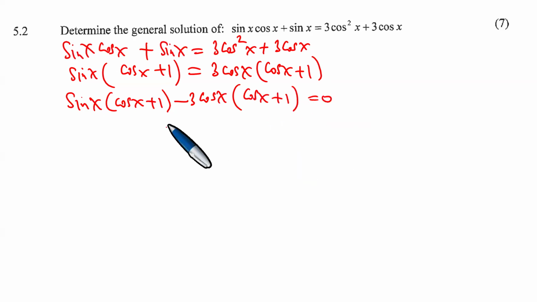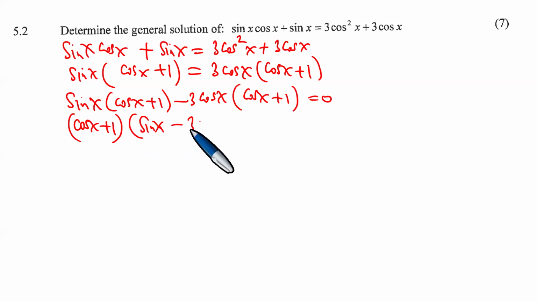Okay, we can just move this on the other side. And there is the highest common factor. What is the highest common factor here? Cosine x plus 1 is the highest common factor. Well done. And we then have sine of x minus 3 cosine x equals 0.